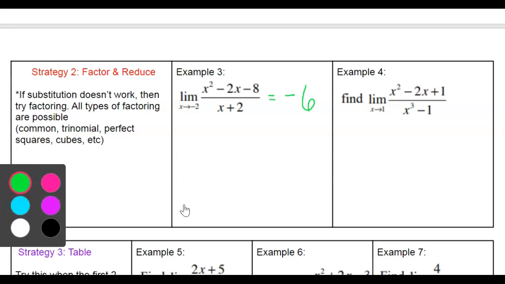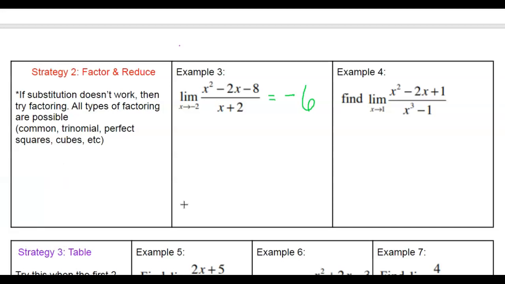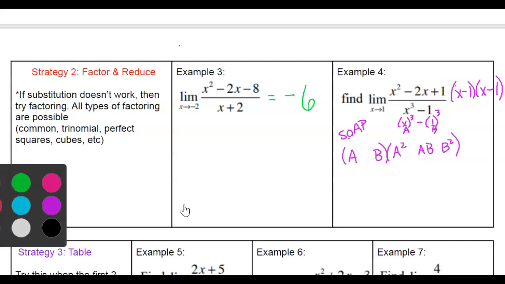All right, let's look at the next one. Well, we have a cubed. So as a review, I'm going to do the numerator. We get x minus 1, x minus 1. And then this is the difference of cubes. So I factor, this is a good review, it's called SOAP. So you always want to think of this as x cubed minus 1 cubed. This is like A and B. So when you factor these, it's A minus B times A squared, A times B, and B squared. Now, the way our signs work, that's how SOAP comes in.